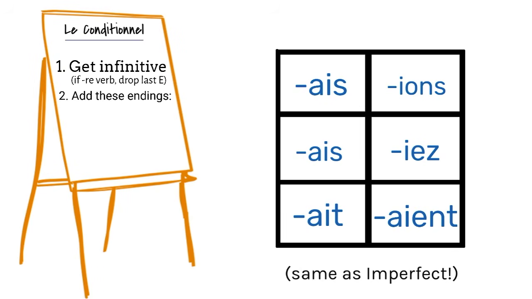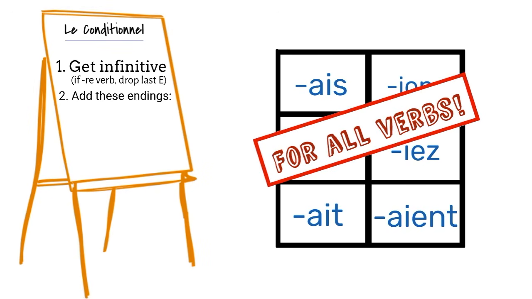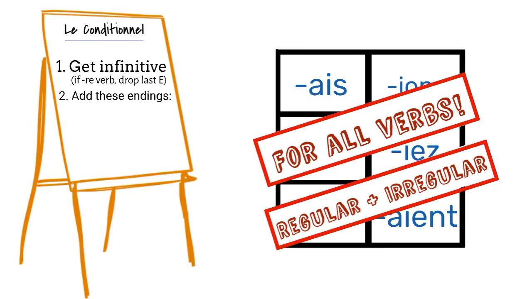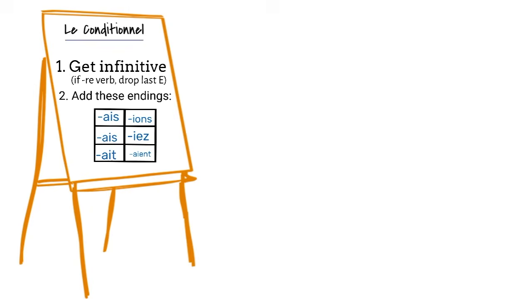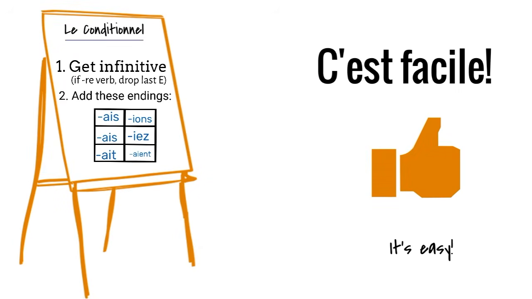Although we have different spellings, just like the conditional, many of these endings sound the same when pronounced. AIS, AIT, and AIENT are all pronounced E. The nous form ending is pronounced ion, and the vous form ending is ie. These endings go for all the verb types we have, ER, RE, and IR. So, only 2 steps. Easy, right?